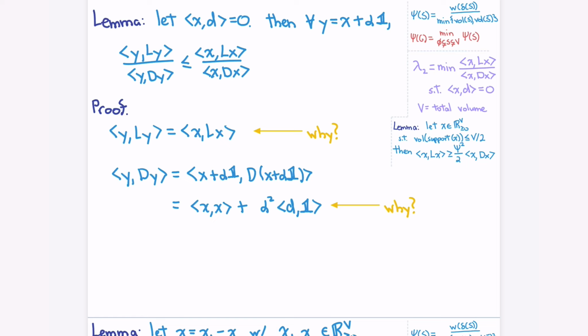So here's the claim. You can start with y D y. You write it out as x plus alpha 1s, D, x plus alpha 1s. And the claim is that there's the x D x, and then there's an alpha squared times 1s comma D 1s, which would be just the sum of degrees. So there's an x D x. Let me fix that.